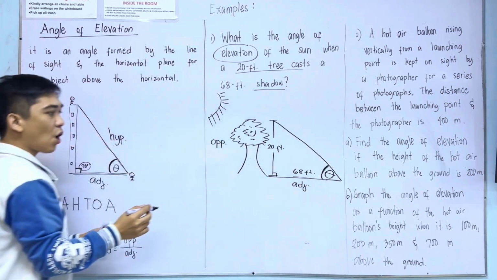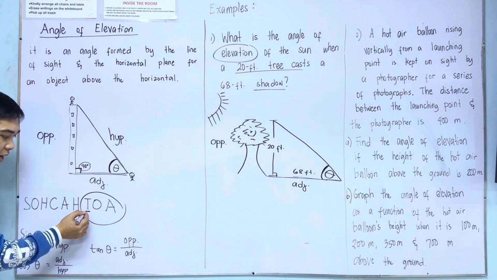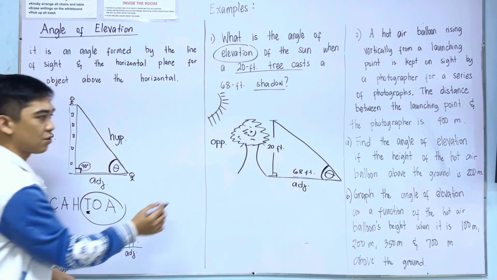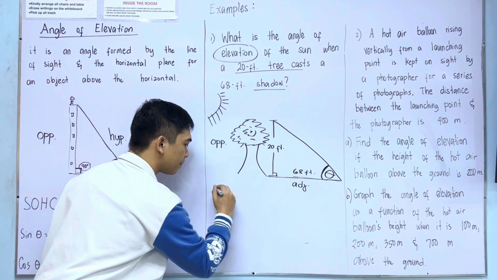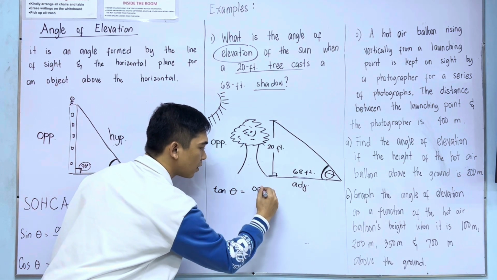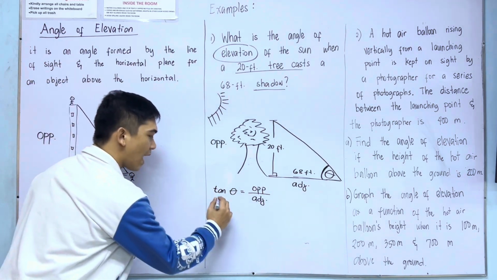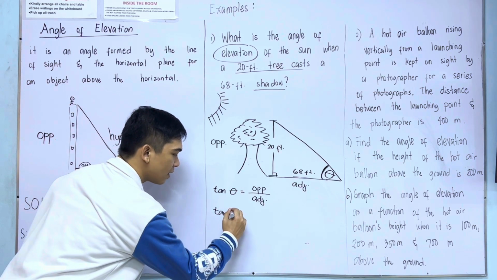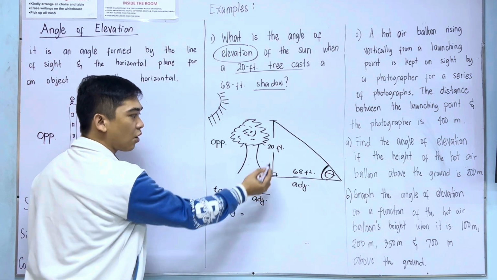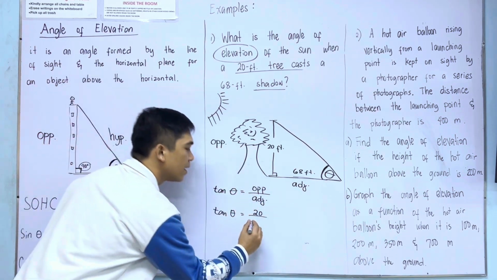Now, sa ating SOhCAHTOA, ano yung malalaman natin? Ano ba yung given? Opposite and adjacent. Ito siya. So ang gagamitin nating function ay tangent. So we have tangent theta is equal to opposite over adjacent. Now, tangent theta, meron tayong given na opposite. Ang opposite ay 20 feet, or simply 20 na lang, tapos 68.